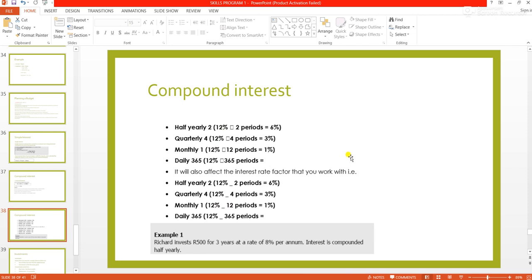Another factor we need to adhere to within compound interest is that when they pose the question, they'll mention half yearly, quarterly, monthly, or daily. When they mention half yearly, it always has to be 2. Within a year there are 12 months, and half of 12 is 2. Quarterly is 4, monthly is 1 on a month-to-month basis, and daily you include 365.